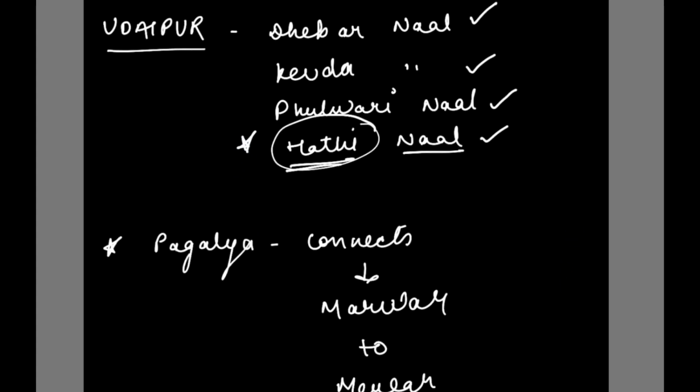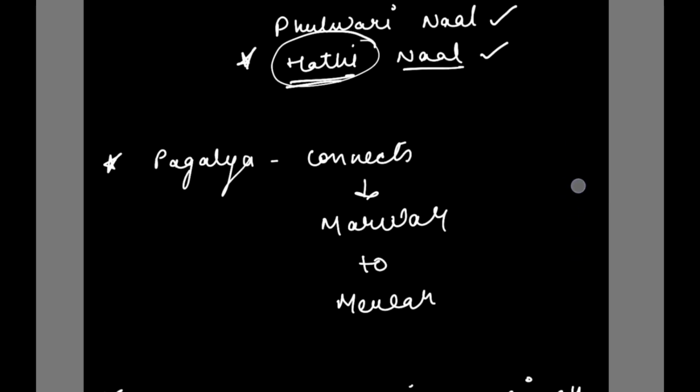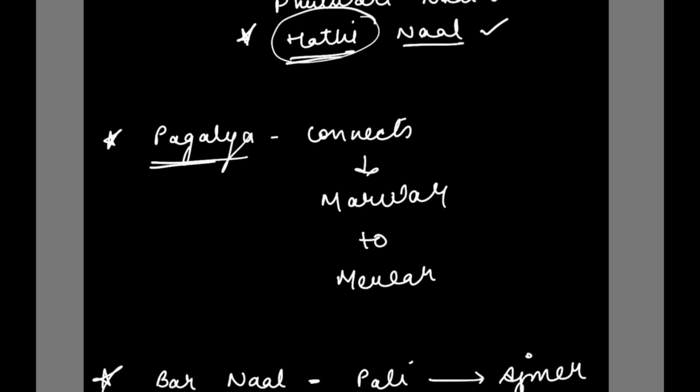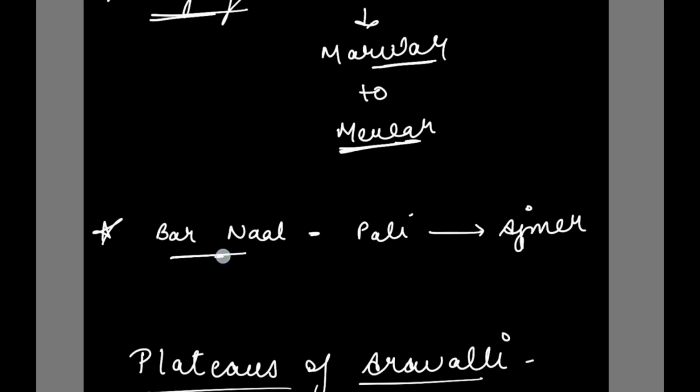Now we need to see which Nal is connecting what. So the Pagalya Nal is connecting Marwad to Mewad. So you can say very important historical sites are covered by the Paglia Nal. Then we have Bernal. Bernal connects Pali to Ajmer.